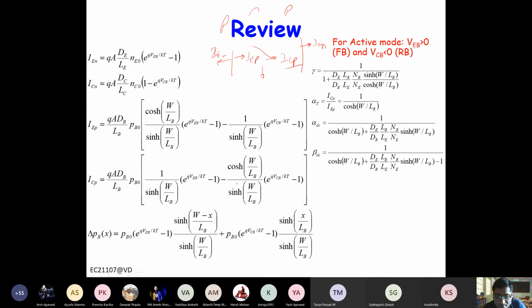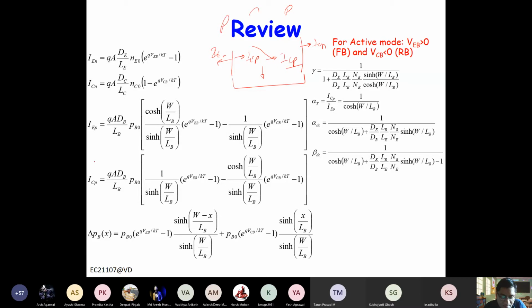So the overall expressions for all four components are given here: IEN, IEP, ICN, and ICP. Now here you notice the difference. IEN and ICN have the same equation as we saw for the diode. IEP and ICP are slightly modified because of the narrow base. So when one side of the junction is narrow, this kind of equation does appear.